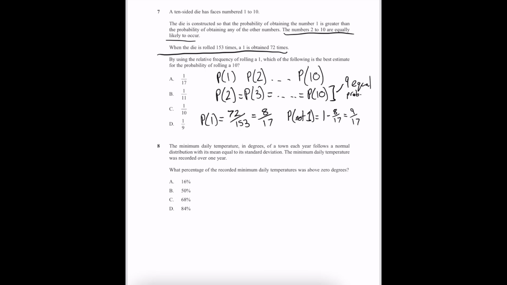And we know that this 9/17 is shared equally by 9 different probabilities. So the probability of rolling a 10, that one individual occurrence, is essentially 9/17 divided by 9, which is equal to 1/17, and that is A.